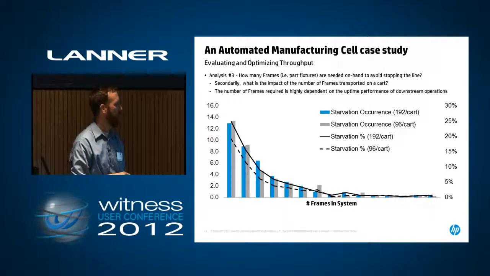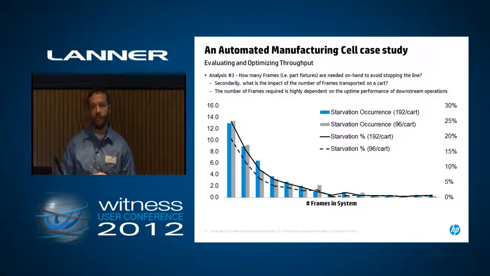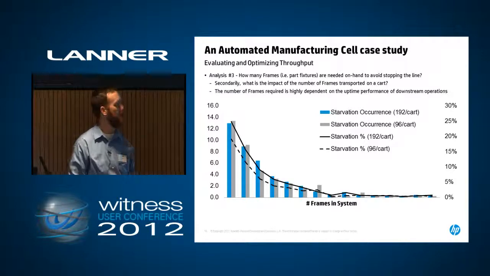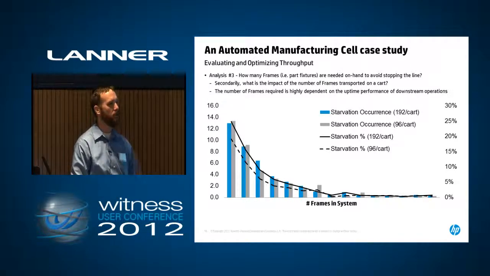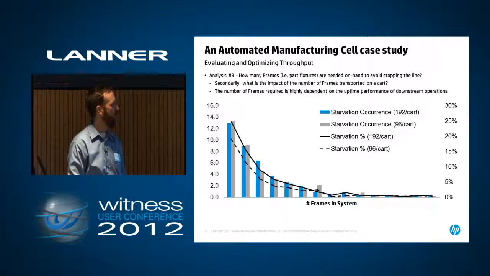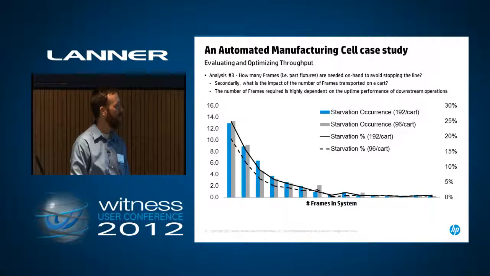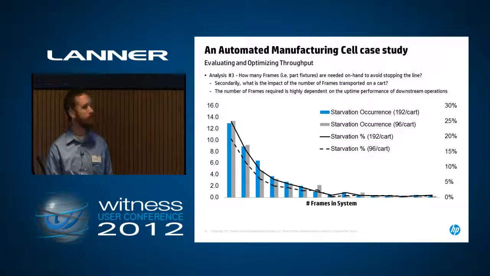Additionally, we wanted to take a look at a question about how we transport frames within the facility. We transport them on carts. So they're accumulated, then transported on carts back to the wash operation and back to the front of the line. So the standard quantity is right here. We were wondering if you cut it in half, does it improve anything? Again, very easy to do once you've got it set up in Witness.